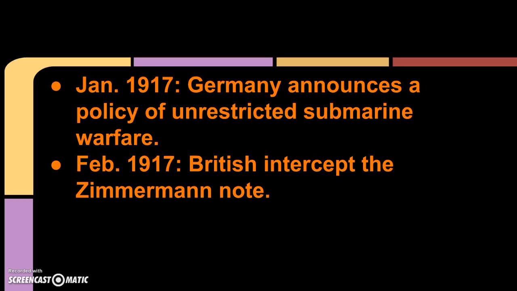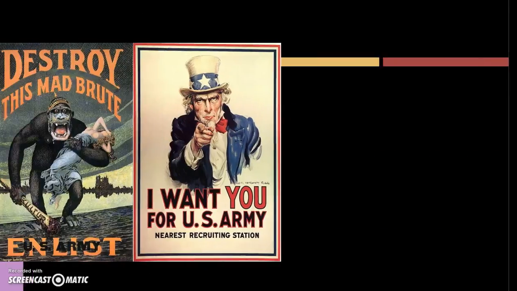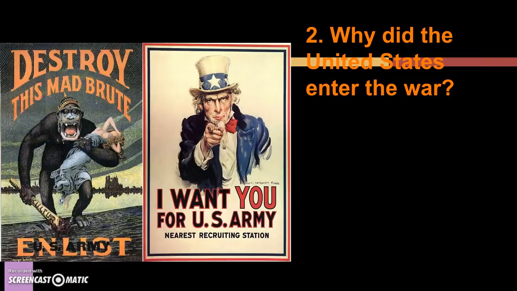The Mexicans didn't really want to have much to do with this. In fact, they told the Americans that they received this note, but the British also intercepted it, which kind of exposed the Germans for what they were. And a little bit later, shortly after that, around April 1917 is when the United States actually enters the war. So the question is, why did the United States enter the war? And those events help to illustrate it.